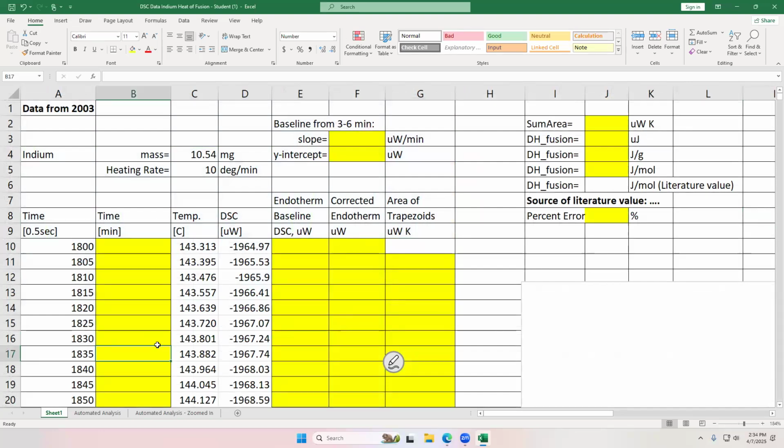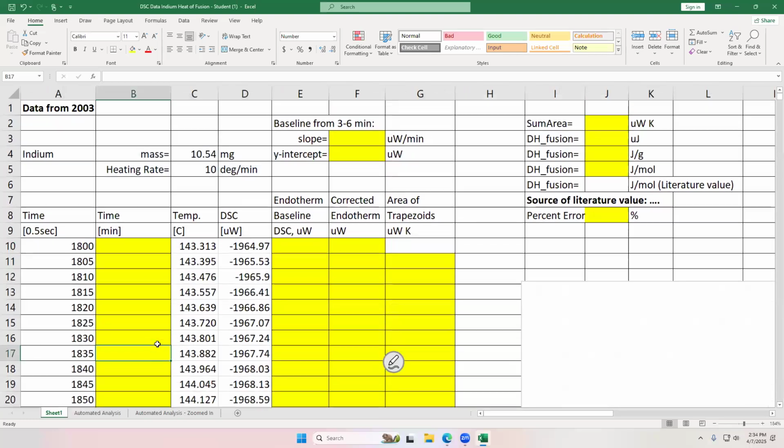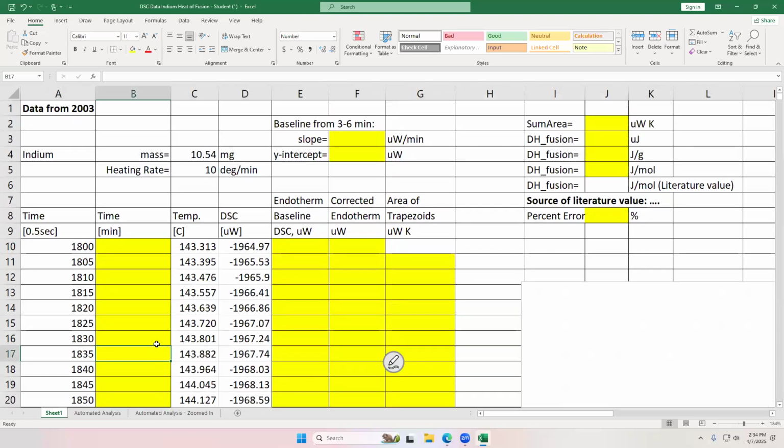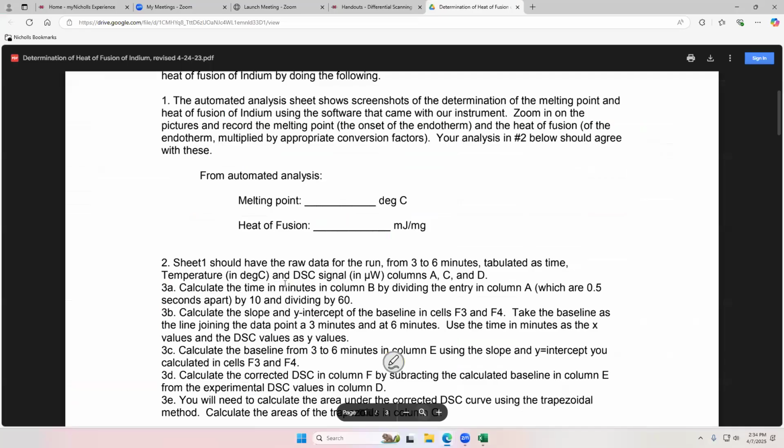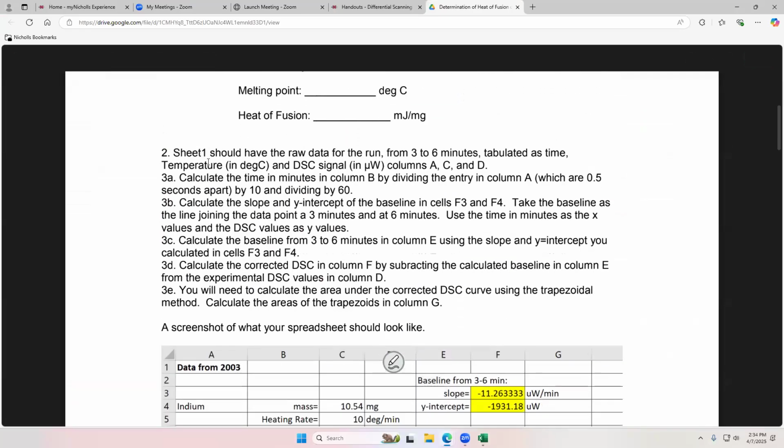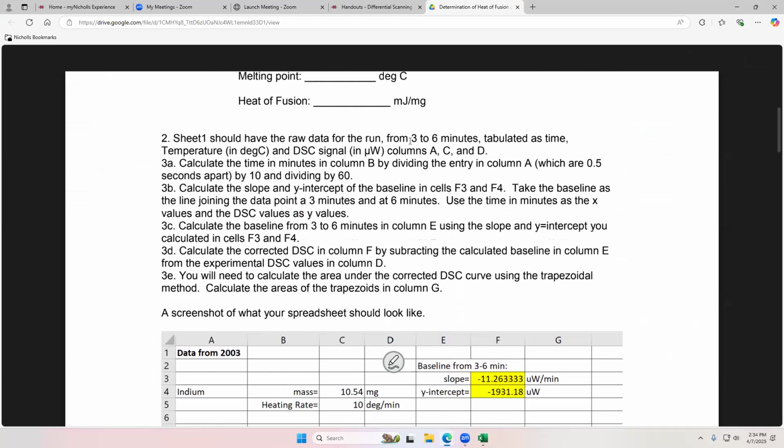Okay, so let's look at the data. This is the data. And so the first thing we need to do is what? It should have the raw data for the run from 3 to 6 minutes. So I cut off the rest of the data. I'm only focusing on the data from 3 to 6 minutes because that's where the endotherm occurs.